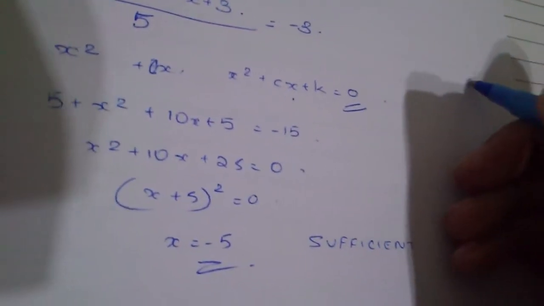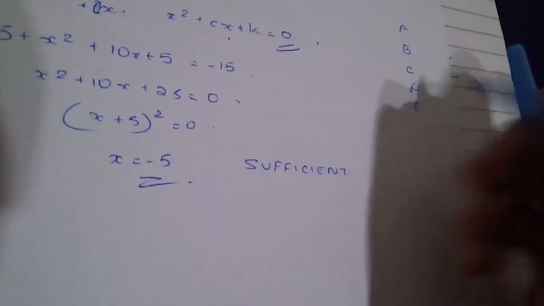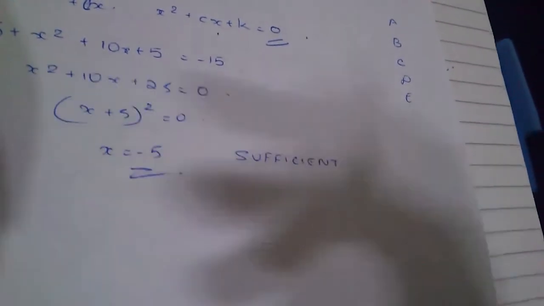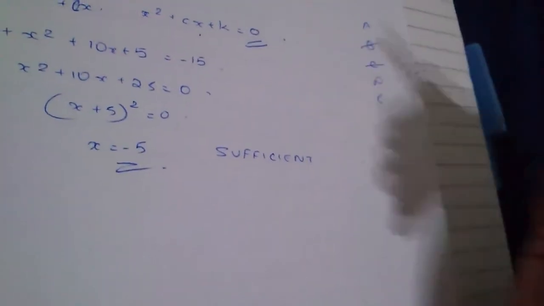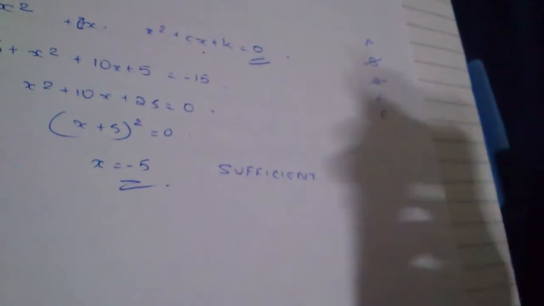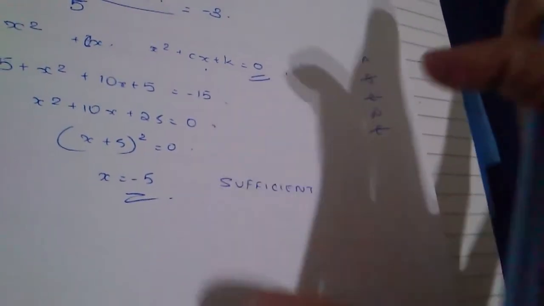Now let's have a layout of all the answers. A, B, C, D, E. You know A is sufficient, so it cannot be B because B says A is not sufficient. It cannot be C because A and B together are not sufficient. A alone is sufficient. It cannot be E because it says 1 and 2 together are not sufficient. We know 1 is sufficient, so that is out of the question.